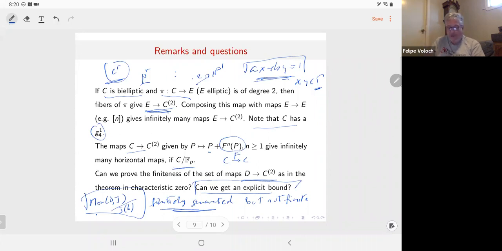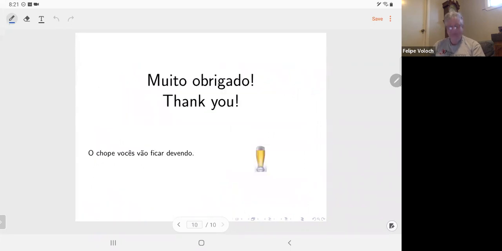And obviously the one observation I could make is that the bound is very far from being optimal, right? I can write down curves with many maps to the symmetric square of another curve, but they are very, very far away from the upper bound that I proved. So I don't expect the bound that I proved to be optimal in any sense, but it is a bound. Here are a bunch of questions that I pose to you. Maybe some of you might be able to help me. And so maybe I should stop here.